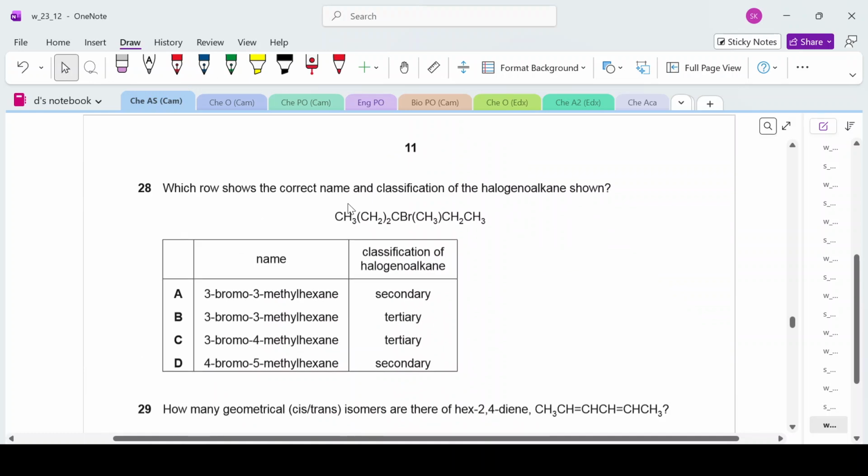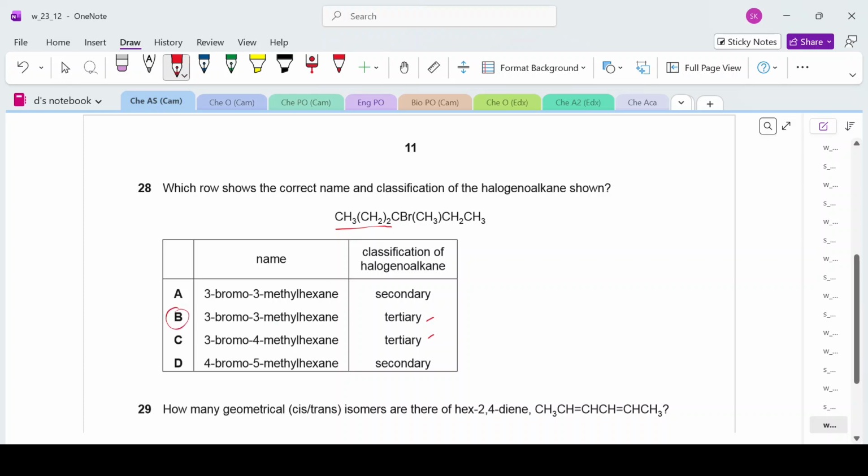Which row shows the correct name and classification of the halogenoalkane shown? CH3, CH2, this is just like the straight chain. It's written with a 2 to avoid repeating. Then CBr-CH3. This part is the tertiary part. So the answer will be between these two. Then you have the bromo: 1, 2, 3, 4. From this side, 1, 2, 3. So it's 3-bromo, 3-methyl. So the answer is going to be B. 28 is B.